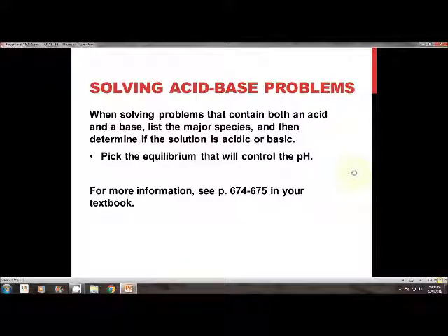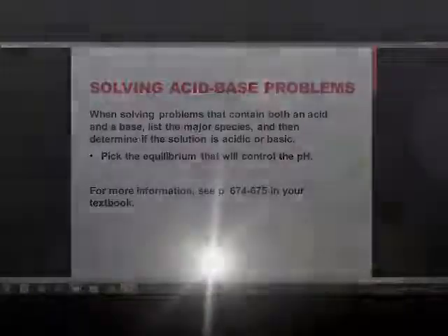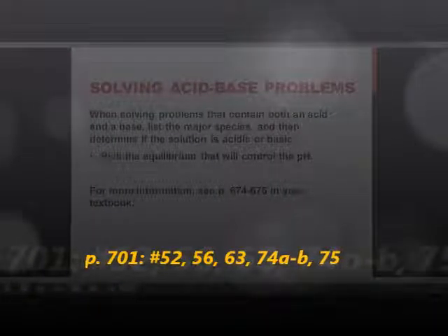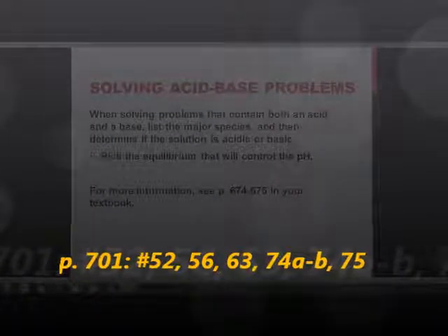In case you need any more help with these solving acid-base problems, there is more information on pages 674 and 675 in your textbook. There's actually a list of steps for you to use. But if you don't want to look at it, that is okay too. So the problems for this level are number 52, 56, 63, 74 AB, and 75.